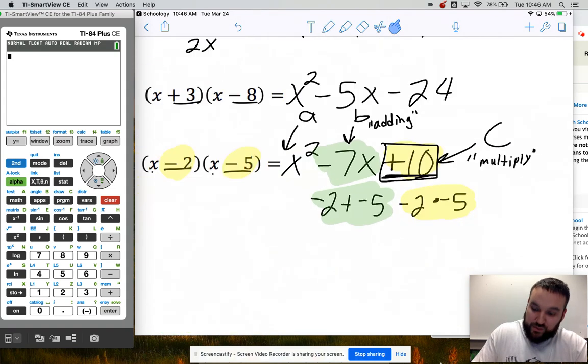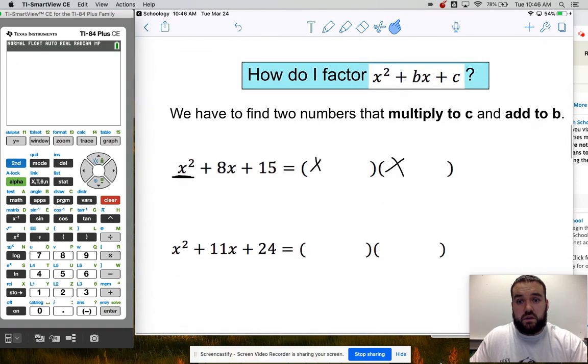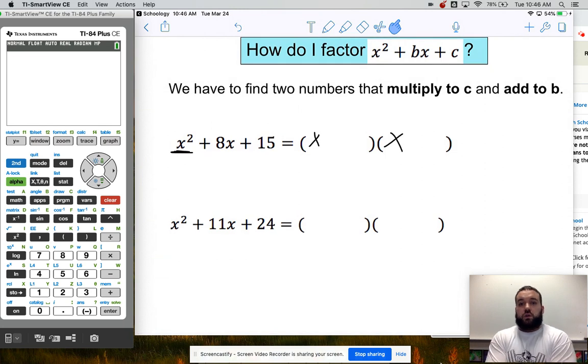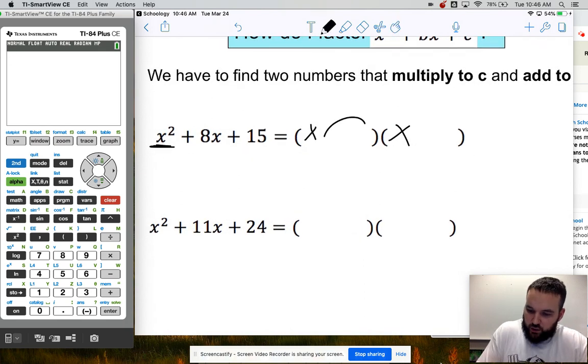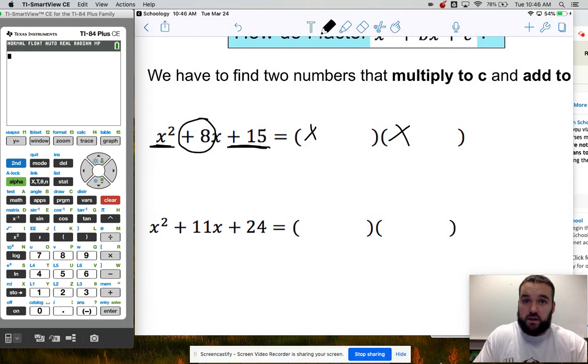So I'm about to use a phrase that I'm going to use a lot in these videos, and hopefully you use it too, to help you through this factoring idea. The numbers that go in here have to multiply to C, but they have to add up to B. The two numbers have to multiply to C, or 15, and add up to B, which is positive 8.